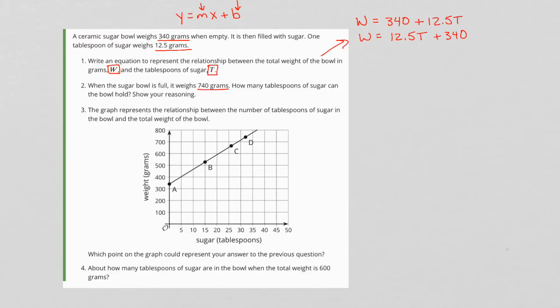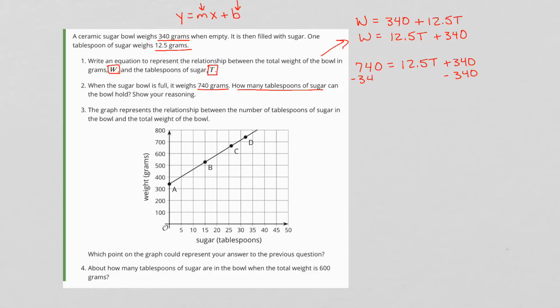Now the second question asks, when the sugar bowl is full, it weighs 740 grams. So they want to know how many tablespoons of sugar can the bowl hold? Well, in this case, we're told that the total weight is 740 grams. So let's just put that in for W for the weight. And here's our equation that we already worked hard to make. And we can solve that equation. This is a simple one. We know how to do this. We've been doing this since the beginning of the semester.